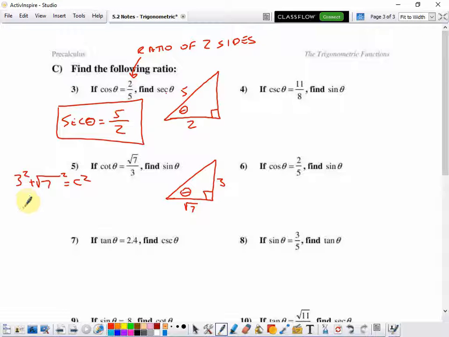Okay, so that is 9 plus 7 equals c squared. And I take a square root of both sides, the positive square root only. So that's the square root of 16 equals c. So c is 4. So the hypotenuse is 4. So sine theta equals the opposite, 3, over the hypotenuse, 4.